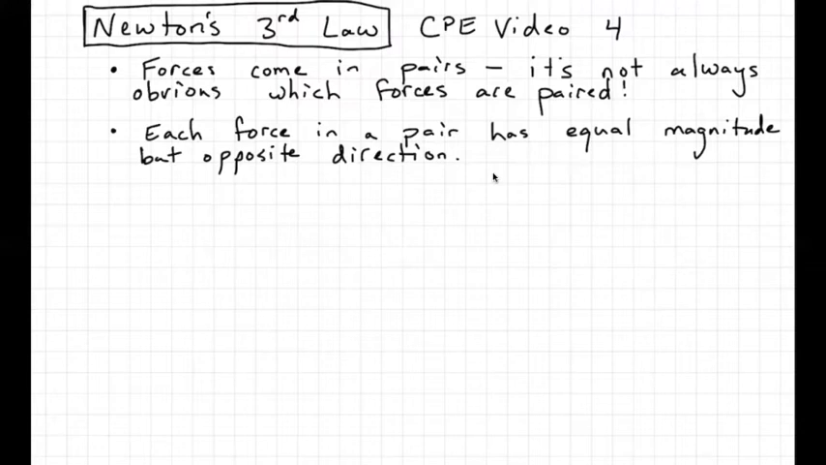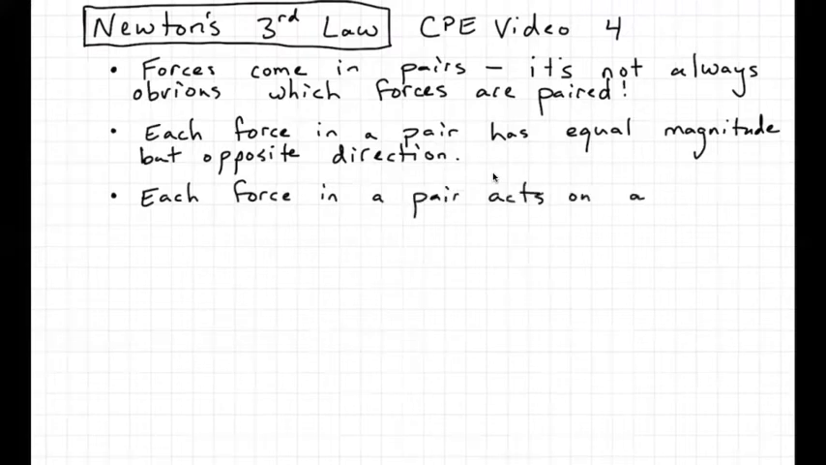And the last part, which isn't stated in the typical statement of Newton's third law, but is really important to keep in mind, is that each force in a pair acts on a different object. It's really important to keep this in mind. If you think about what the second part of this said, so there's three parts here. Forces come in pairs. It's not always obvious which forces are paired, but then each force in a pair has equal magnitude but opposite direction.